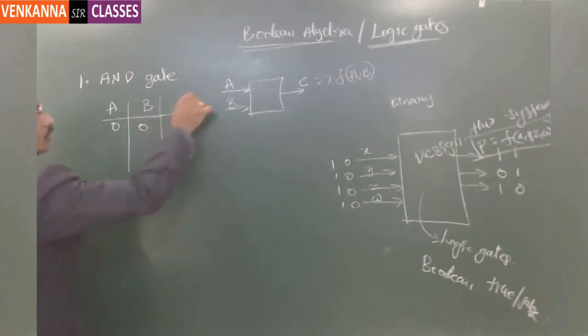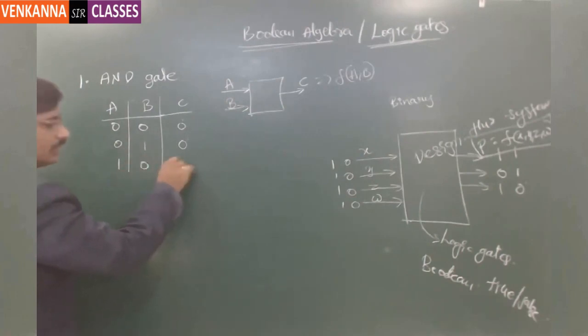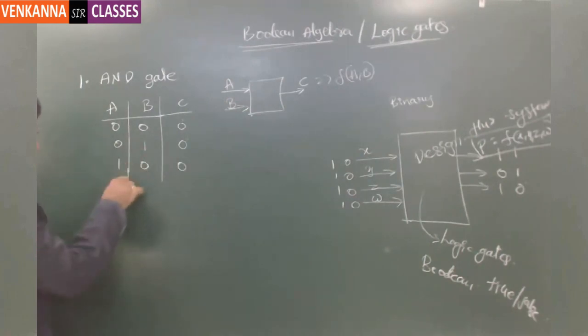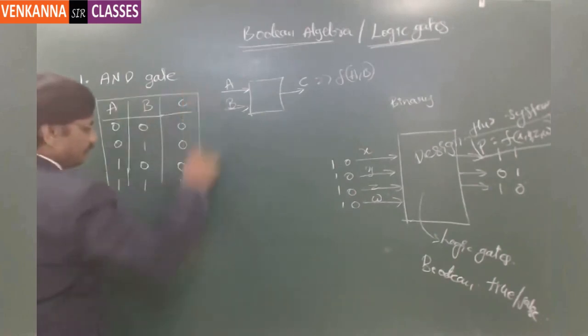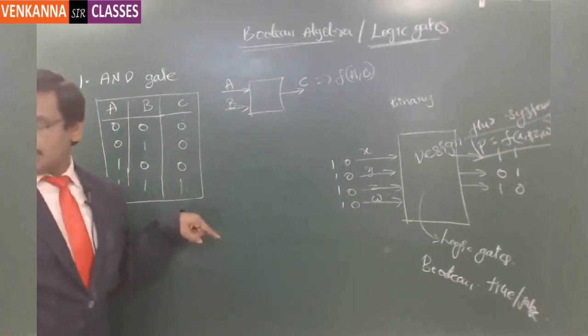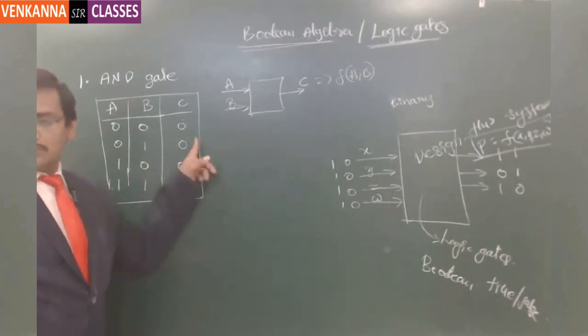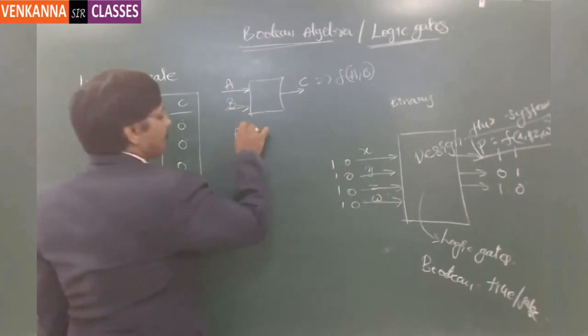So this is the output C. If I give 0 and 1, I am expecting 0. If I give 1 comma 0, again it is 0. And if I give 1 comma 1, then this is the output that is expected. If a gate is designed in such a way that it gives this kind of output for this kind of input, then we name it the AND gate.